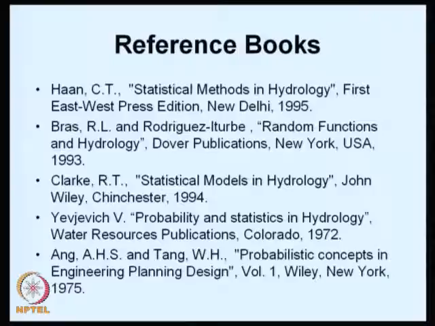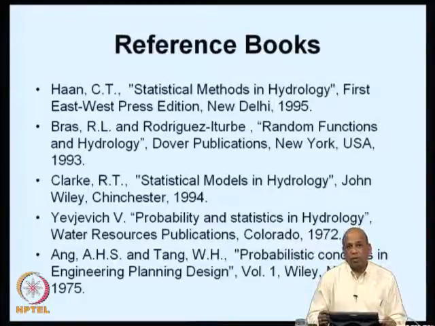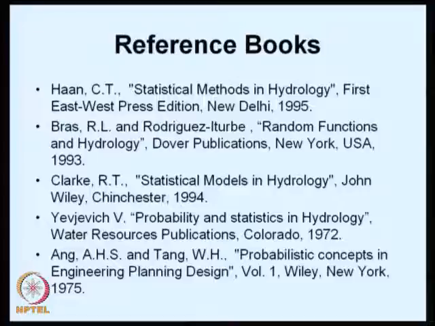the reference books that may be of use to the students. We will be specifically using the classical C.T. Hahn book, Statistical Methods in Hydrology, then Brass and Iturbe, Random Functions and Hydrology, Clark, Statistical Models in Hydrology, then Evgevich, Probability and Statistics in Hydrology, and Ang and Tang, Probabilistic Concepts in Engineering Planning and Design.